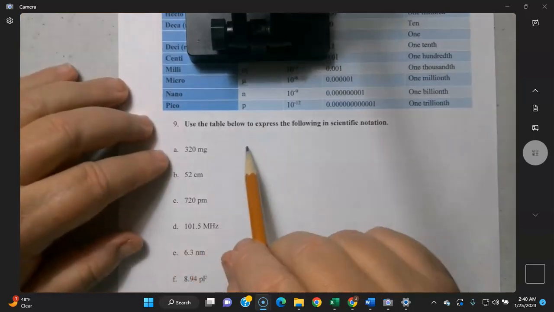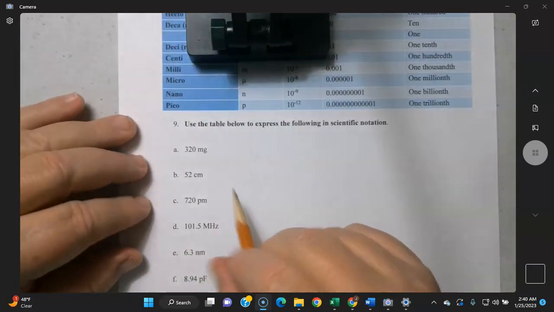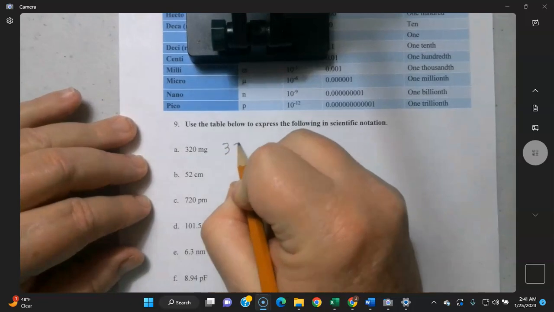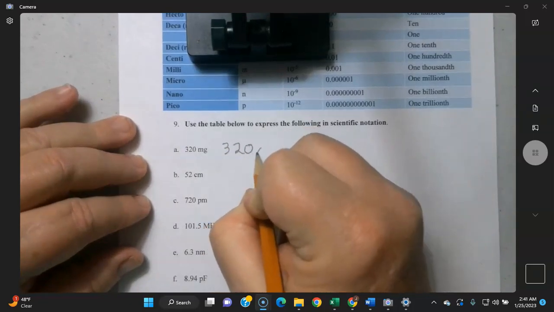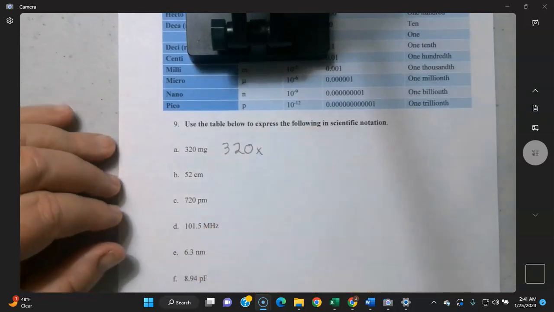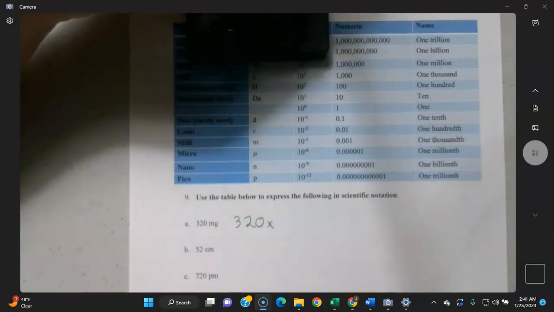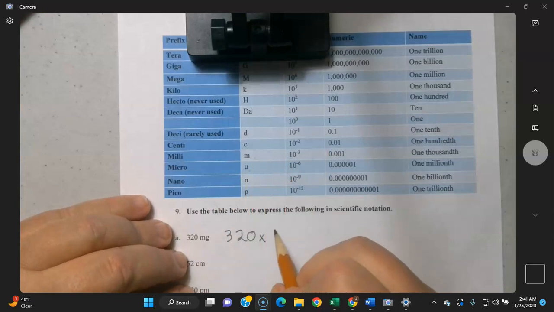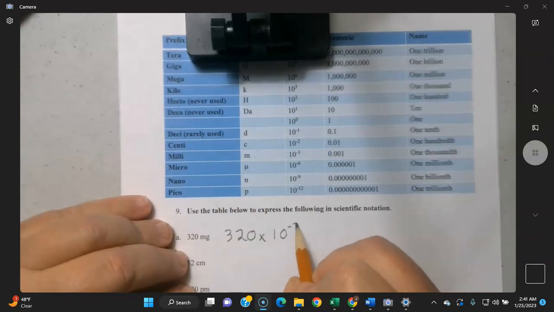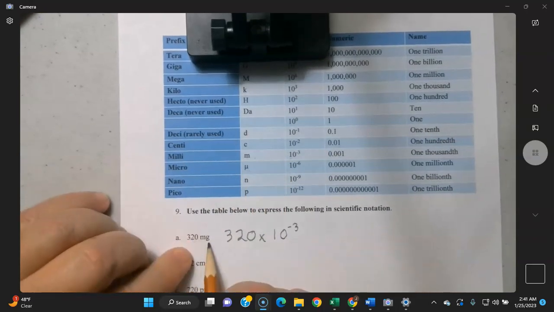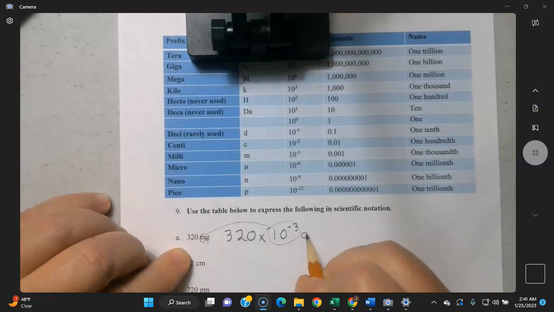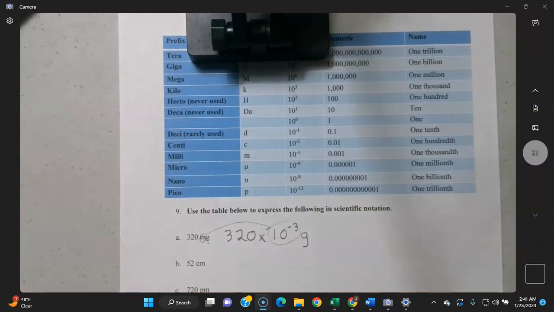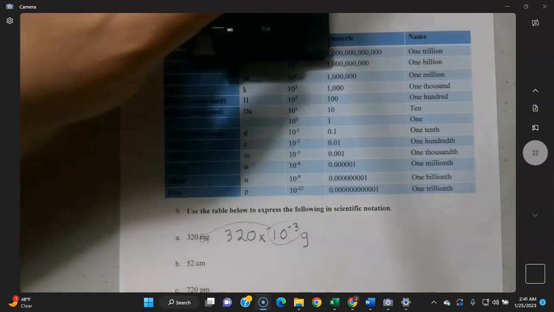So all I want you to do is convert this into scientific notation. So it's 320. You just go ahead and write that number. Now you don't have to adjust the decimal in these, okay? And it's milligrams. There's milli right there, 10 to the minus 3. You still have to write the grams. This is substituted by this, but you still have to write the g. So it's 320 times 10 to the minus 3 grams.